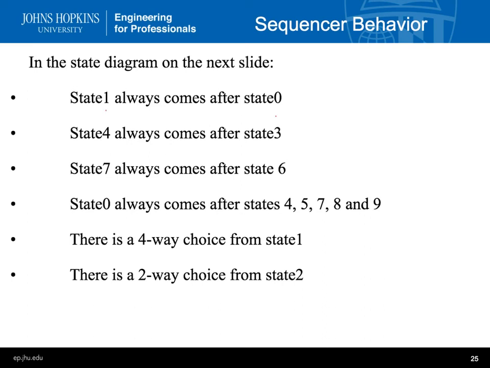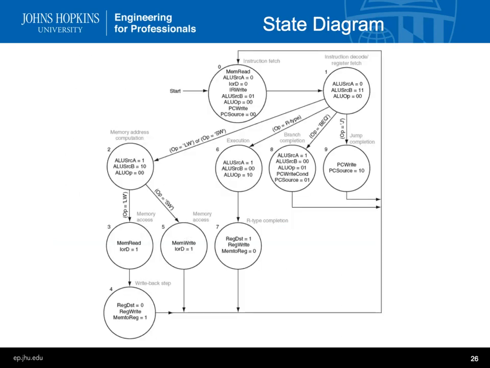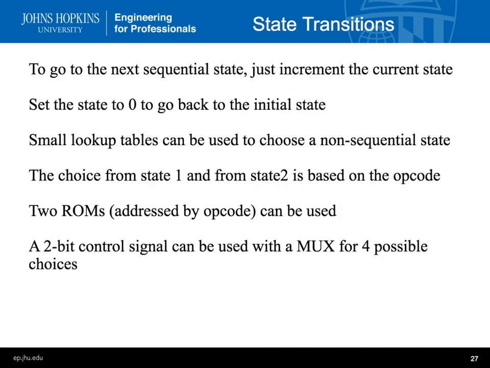So we always go from 0 to 1, we always go from 3 to 4, 6 to 7. We always go from any of these to 0, but here's a choice and there's a choice. Here's a picture again. So really the only time we need the opcode is here or here, in state 1 or 2. And we can just use small lookup tables if we have to choose.